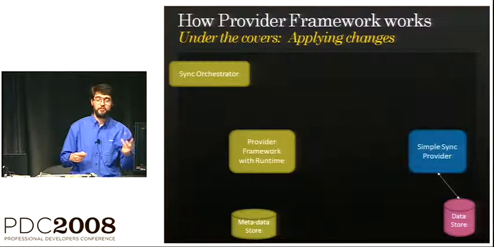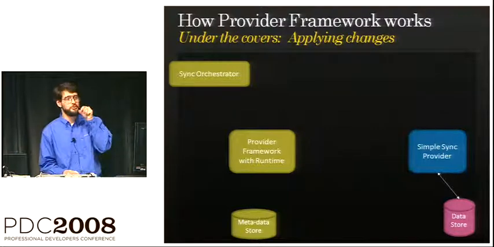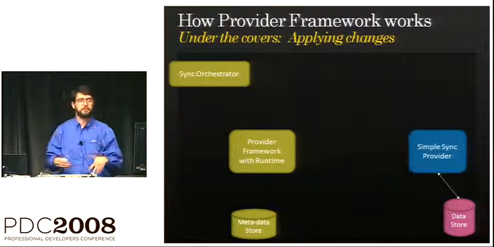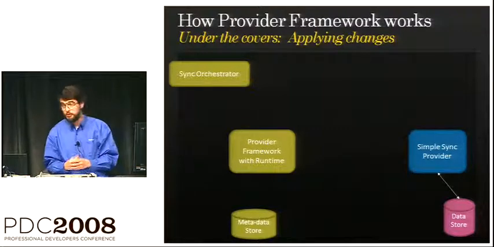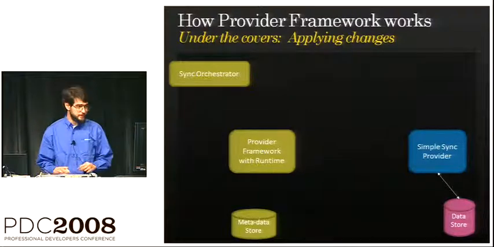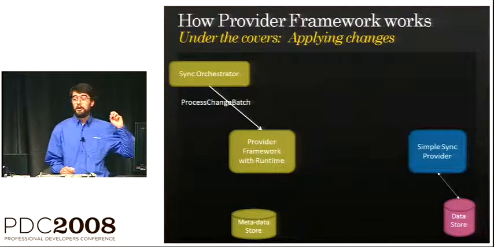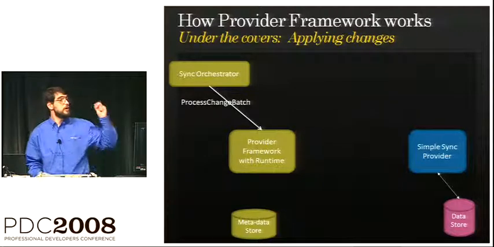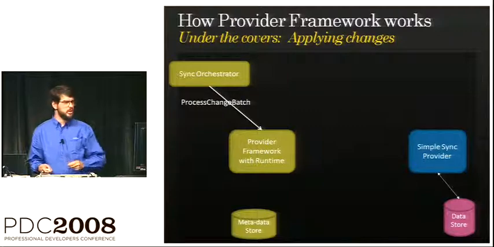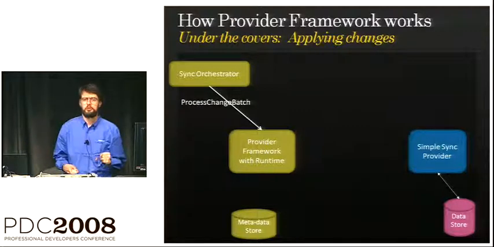And the sync framework, the provider framework doesn't talk to the metadata store one object at a time. It uses adaptive batching in order to make sure that the way it interacts with the metadata store is actually efficient, but that wouldn't make for a good slide. So as far as change application is concerned, sync orchestrator calls process change batch on the applying provider to say, these are the changes that you need to apply.